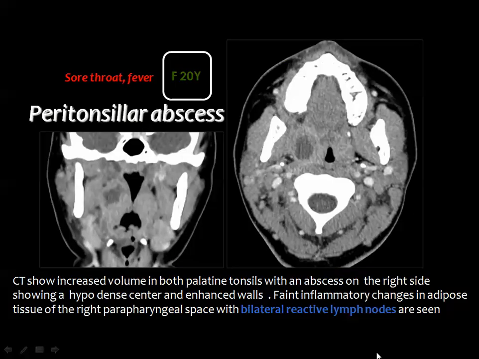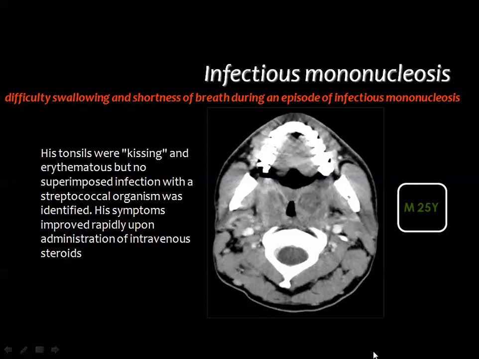And this is an example of a tonsillar abscess on the right side. Here you see a marginally enhancing lesion in the anatomic site of the tonsil, related to the medial aspect of the parapharyngeal space fat. And also you appreciate the presence of reactive cervical lymph nodes.